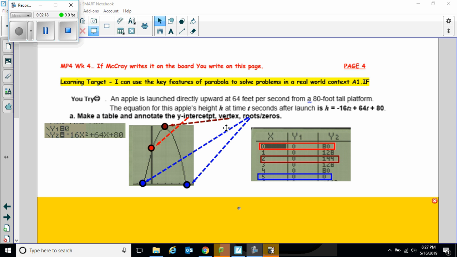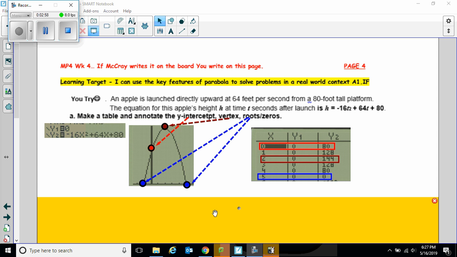My apex, or my vertex, is represented by the highest point in the graph. Here we go, we're going from 80 to 128, going up to 144, then 128 going down. So 144 represents my highest point. That's my vertex. After 2 seconds, I'm this far in the air. And then finally, I'm going back down to earth. When my time is 5 seconds, my height is 0. So there we have it, our y-intercept, our vertex, and our roots.